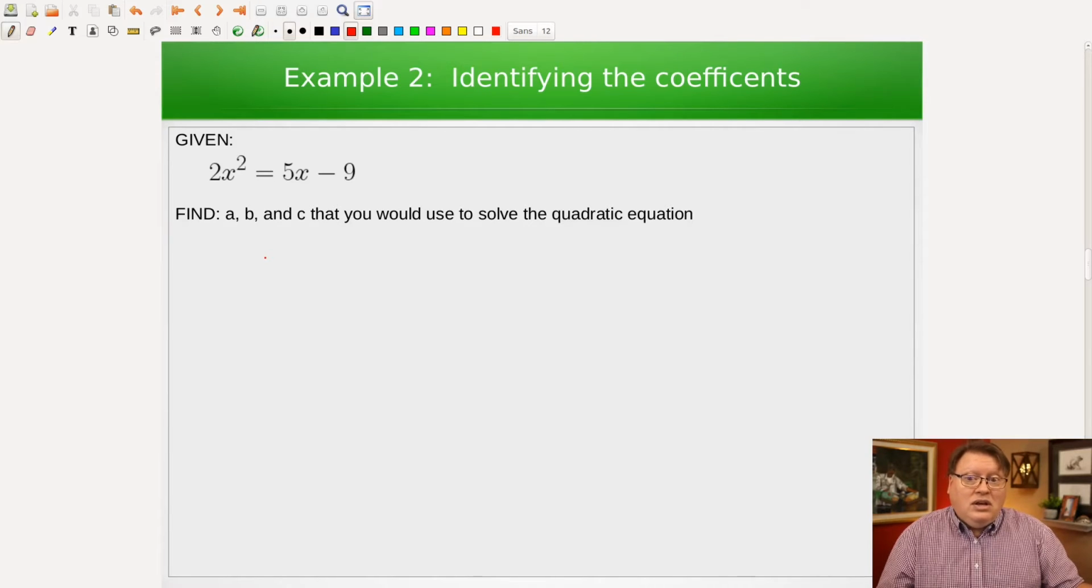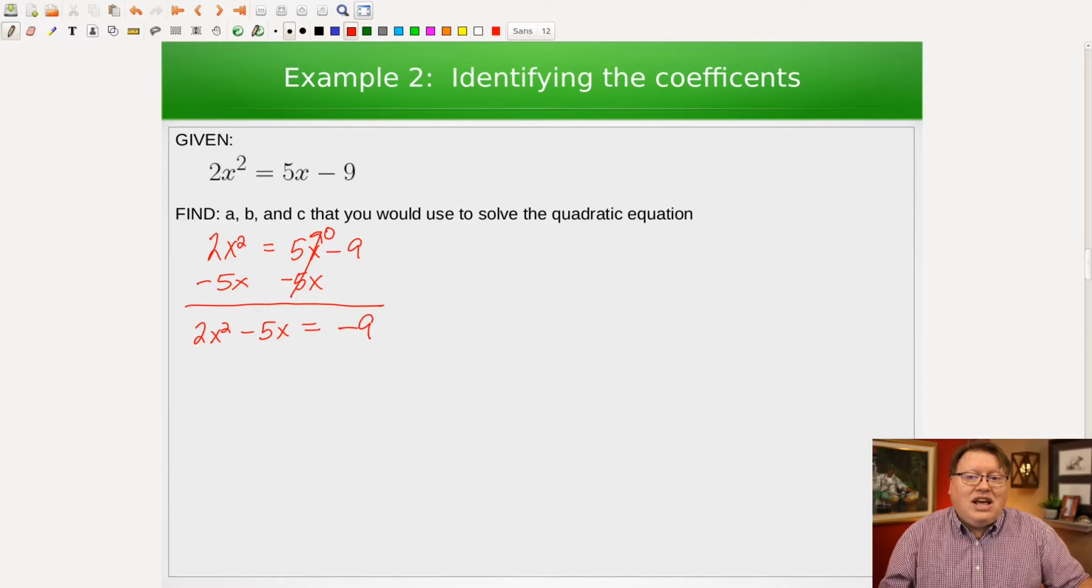If you notice, we have a problem. We don't have everything equal to 0. We have 2x squared equals 5x minus 9. So in this case, I want to be able to rewrite this equation. So we want to first subtract our 5x from both sides. What this does is it gives us on the left-hand side 2x squared minus 5x equal to, in this case, 5x minus 5x is 0, and what's left on the right-hand side is a negative 9, okay?